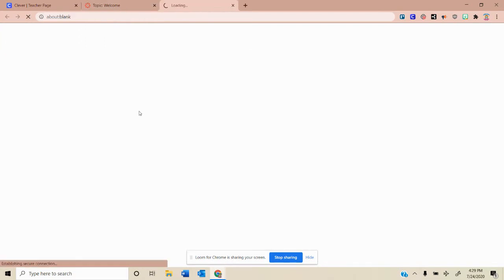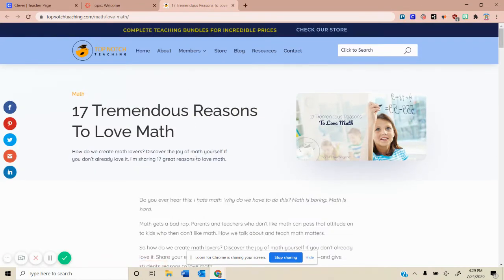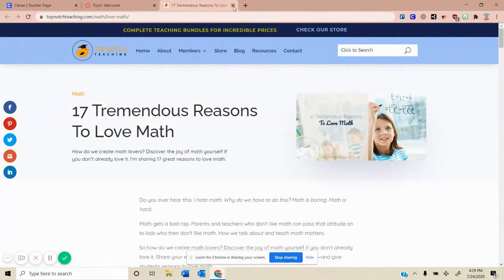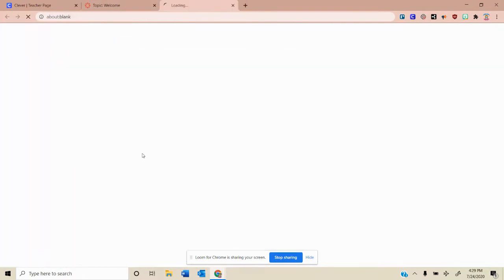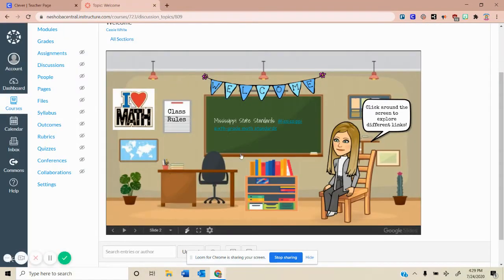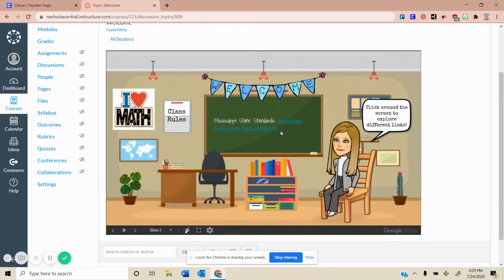So on this one, on the I Love Math page, this is going to give us 17 reasons to love math. So if you are bored and you need some reading material, there you go. Then we also have, if you click on the map, it's going to take you to understanding the world through math. Now, this right here over here is fun because if you want to know why cactuses don't need a lot of water, you can click on that and it's going to take you to that answer.